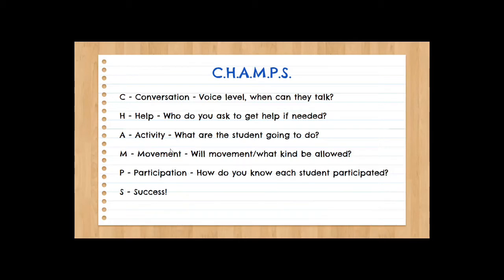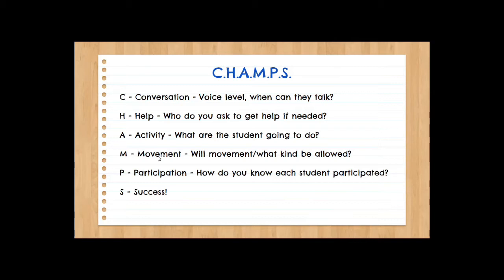The activity. What are the students going to do in the class period that day? M is for movement. Will movement be allowed? Again, if they're taking a test, do you want students wandering around the classroom? If they're doing an art project and they need art supplies, do they need to raise their hand every time, or are they allowed to move freely?